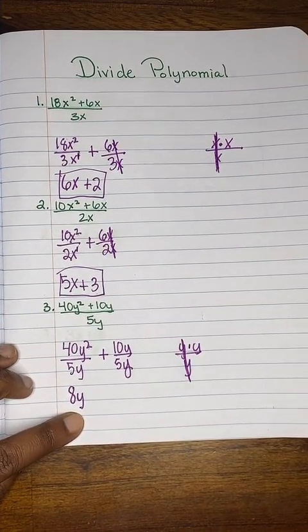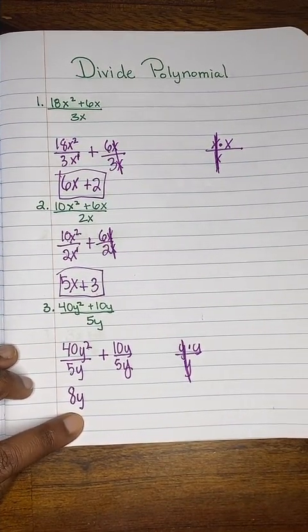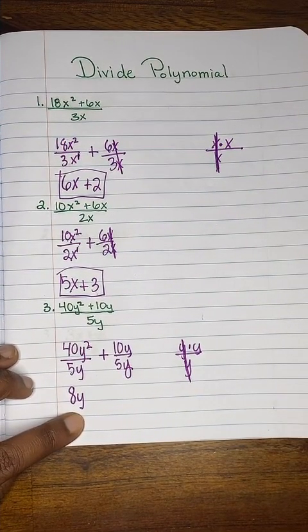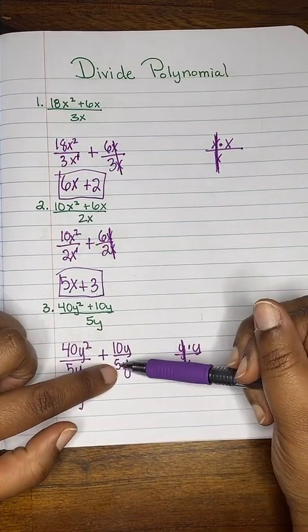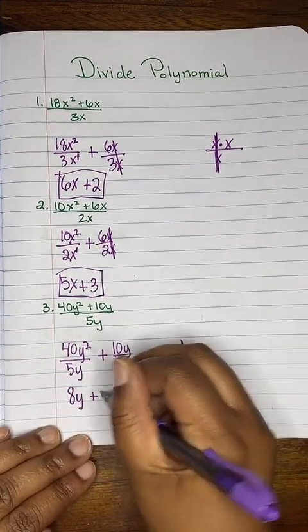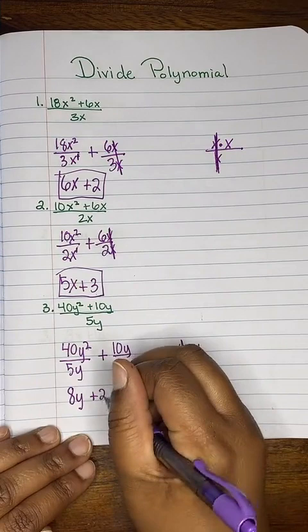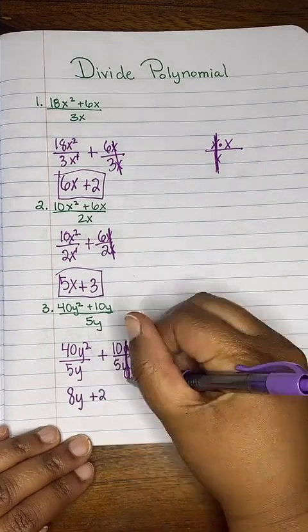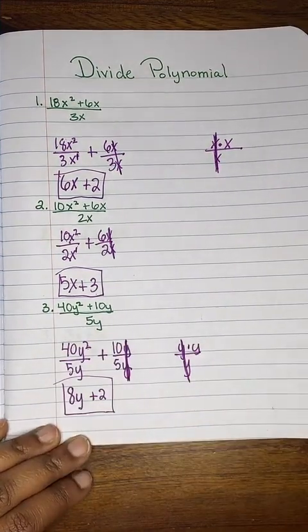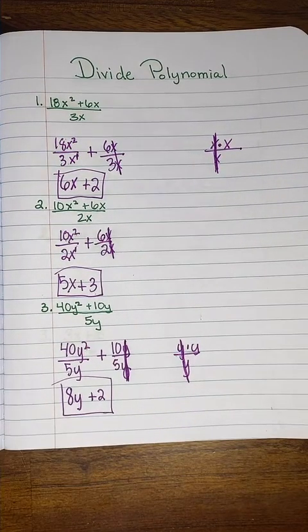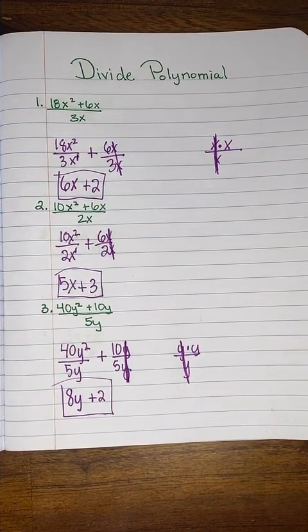Some people are putting 8y plus 2. So let's see how they're getting that plus 2. Great. So 10 divided by 5 is plus 2. These y's cancel. That's why there's no y left here. And this is their answer. Great job, everyone. You guys are rocking it.